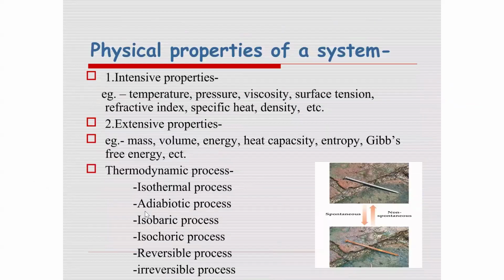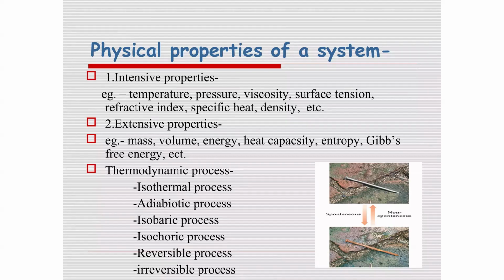Okay, now we are also going to look at the physical properties of a system. So every system has its own physical properties. Number one, we have intensive properties. What are intensive properties? Intensive properties are the properties that depend on mass. So these intensive properties include temperature, pressure, viscosity, surface tension, refractive index, specific heat, density, etc.